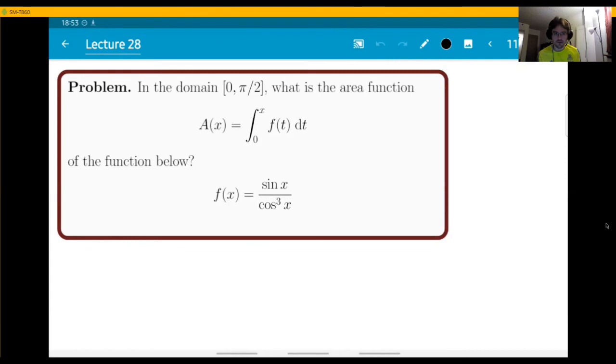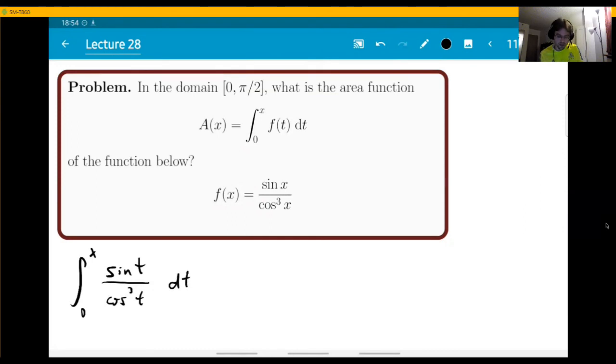What is the area function of the function below? In this particular domain, this is just given for technical reasons. Forget about that. What is the area function starting at 0 of the function f, which is sine over cosine cube? In other words, they want you to calculate the integral between 0 and x of the function f of t, sine of t over cosine cube of t dt. They want you to calculate this integral.